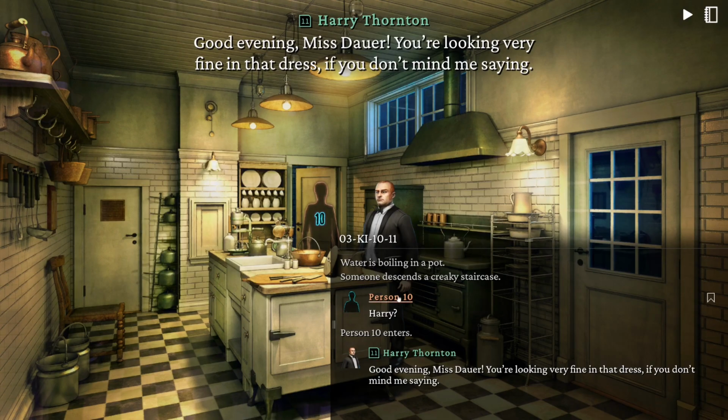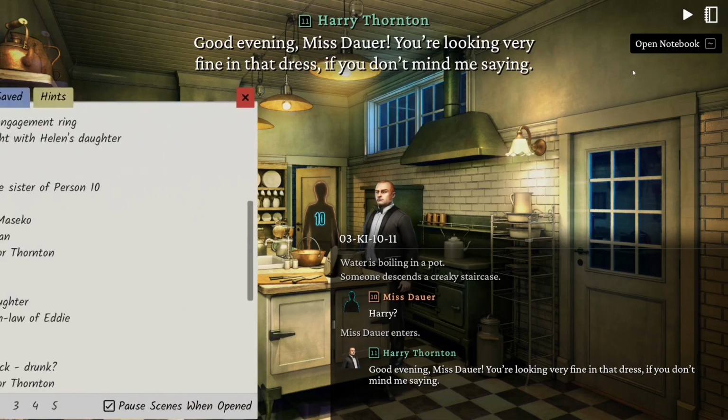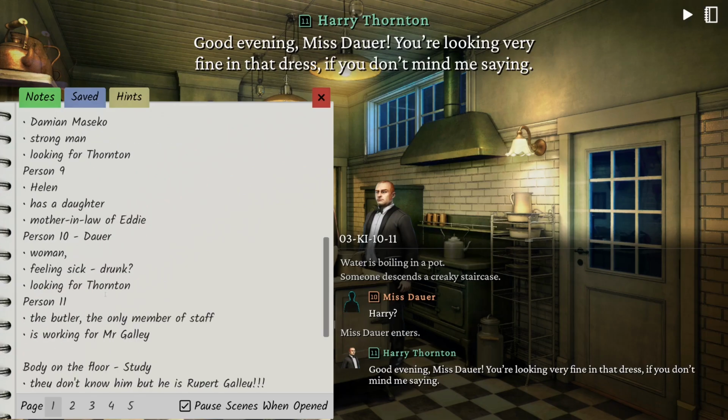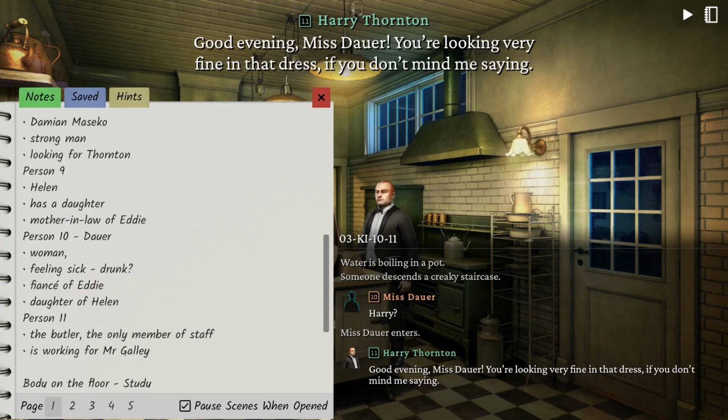Okay. So this is Harry. And she is Miss Dower. So I was right about her. That she's the fiancée of Eddie. Okay. And she is definitely drunk.